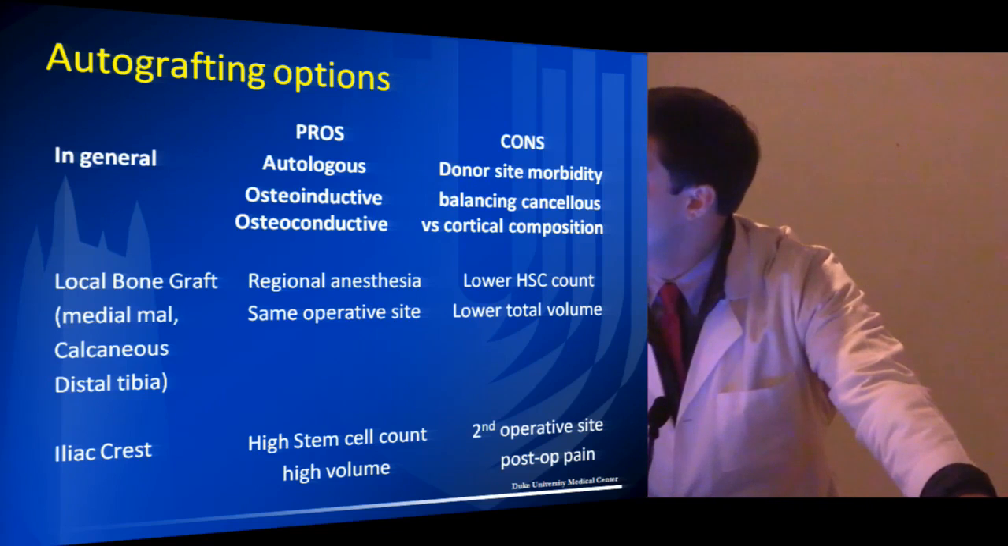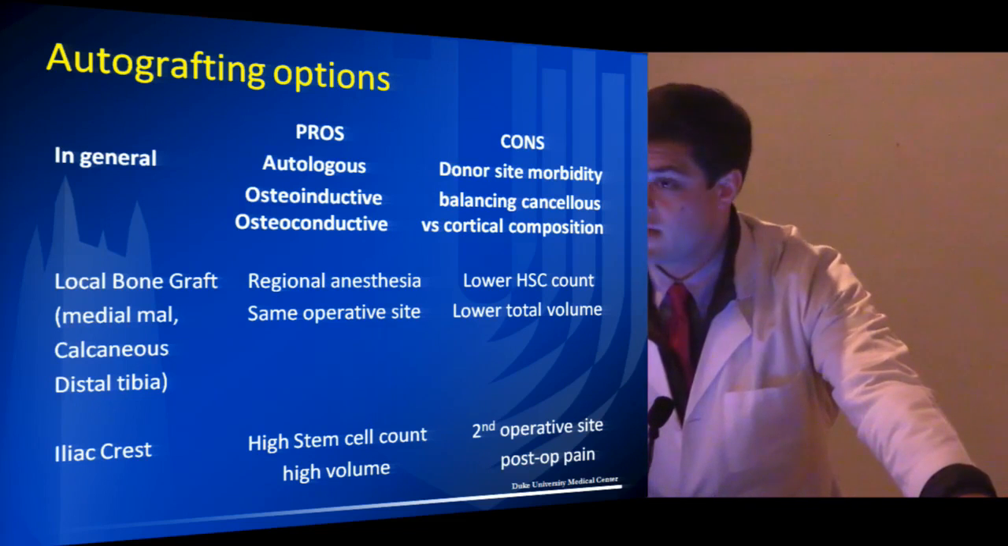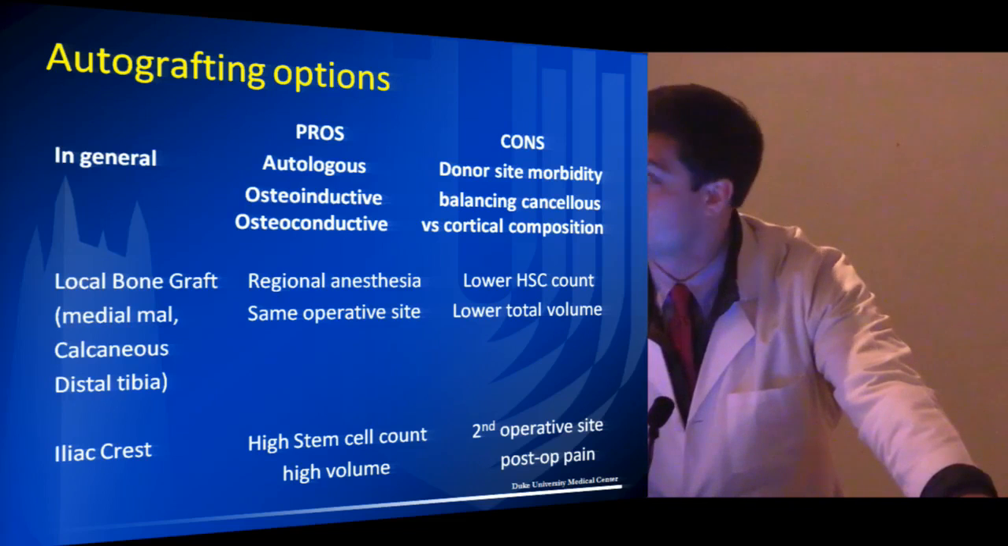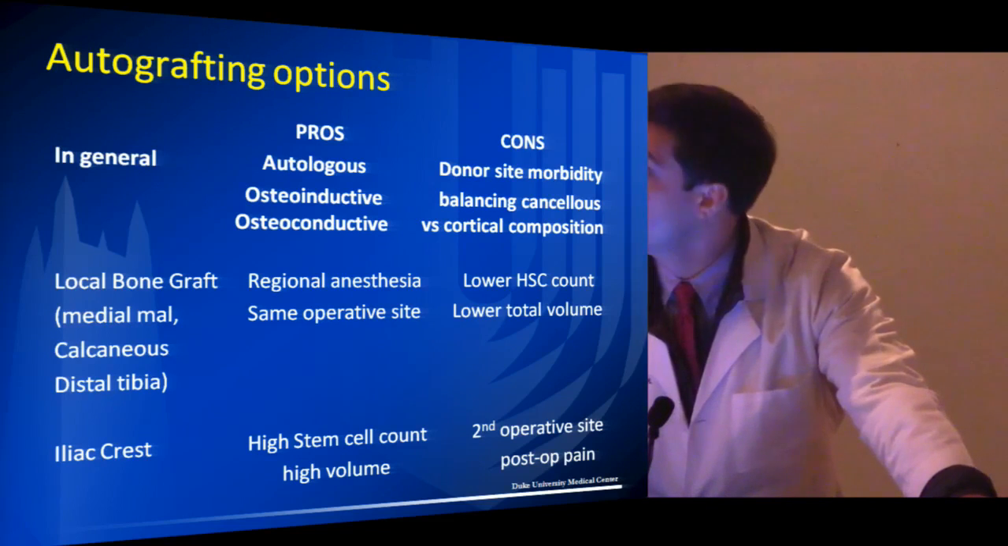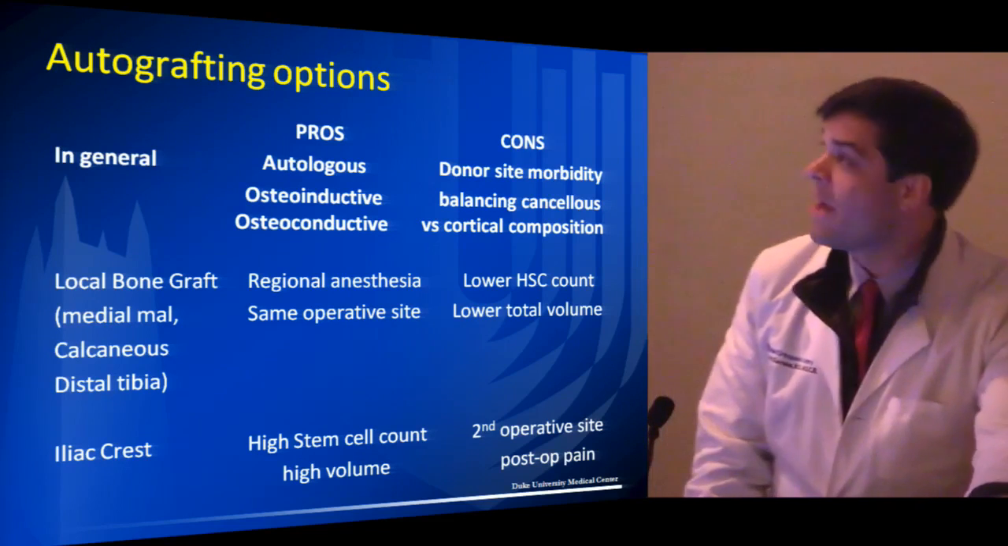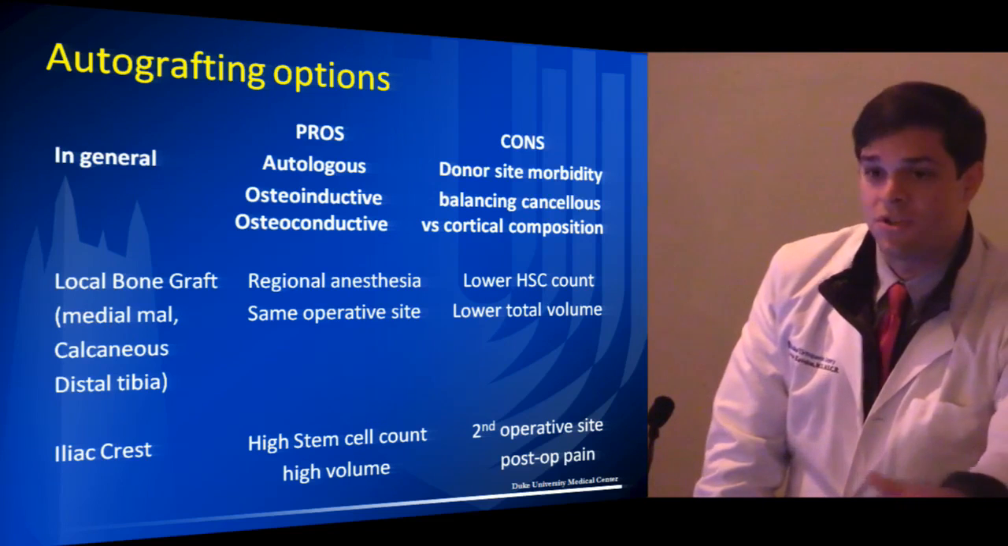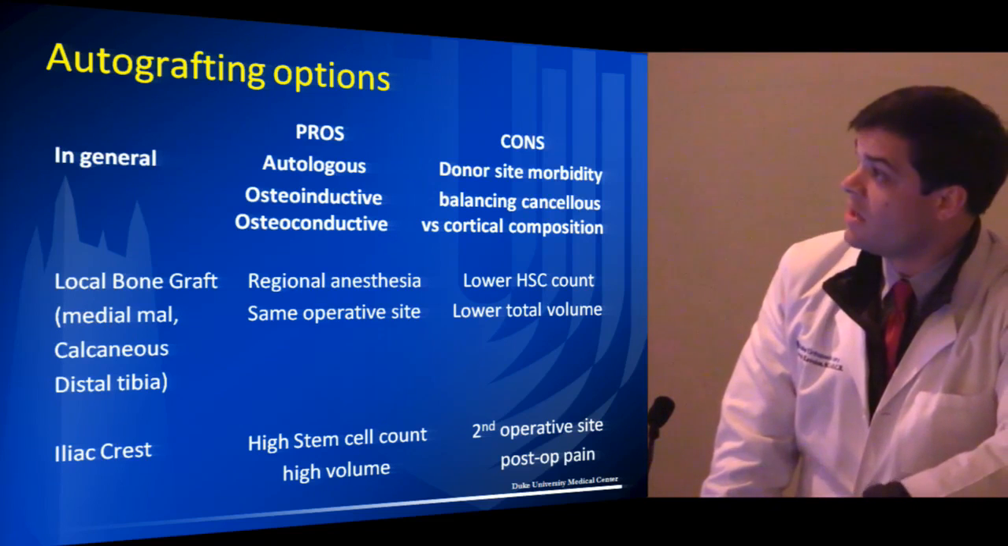The cons: there's donor site morbidity. This is not insignificant. It's reported to be up to 20% in the literature for minor and up to 4% for major complications. That's specific for iliac crest, but it's still relevant. There's also the difficult balance between cancellous and cortical composition, and also having enough of what you need.